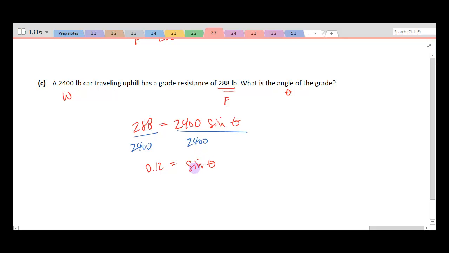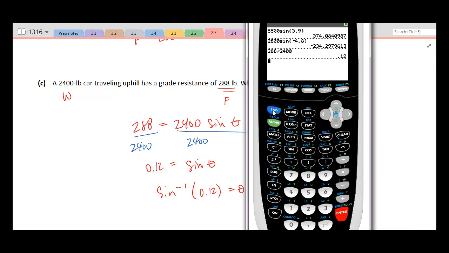So if I know that the sine of some angle equals 0.12, then I'm going to take the inverse sine of 0.12 to get theta. So I have inverse sine of 0.12, and I find out that the angle of the grade is 6.89.